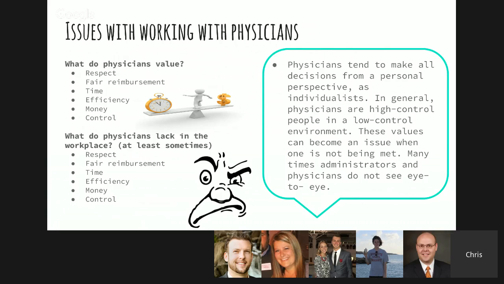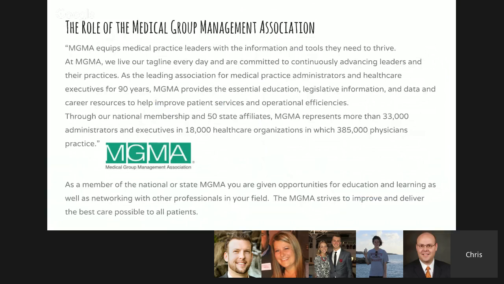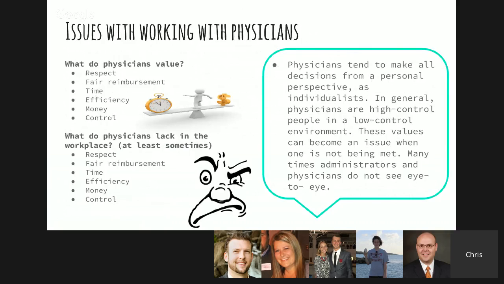In general, physicians are high control people in a low control environment. And this is why many physicians are persuaded to work in different types of facilities depending on their type of personality. These values can become an issue when one is not being met, and many times administrators and physicians butt heads and don't really see eye to eye. Okay, next slide.